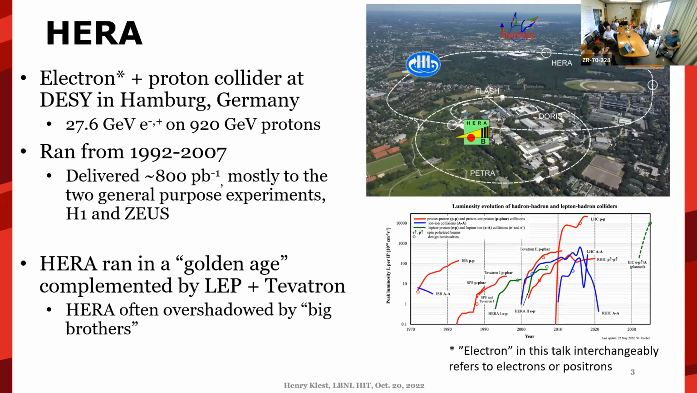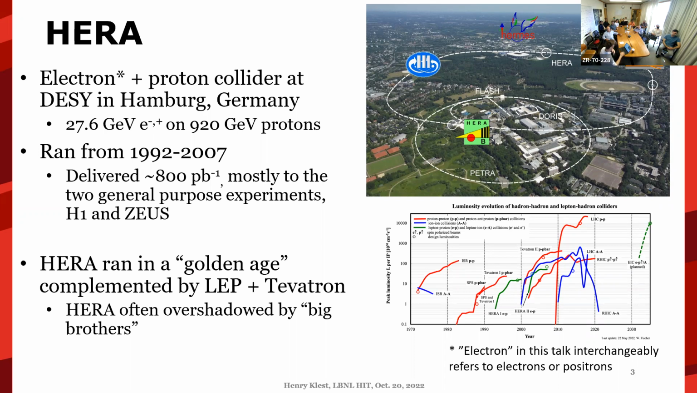So HERA was an electron-proton collider at DESY in Hamburg. They had both electrons and positrons. The beam energies were 27.6 GeV on 920 GeV protons, delivering around 800 inverse picobarns, mostly to the two general purpose experiments, H1 and ZEUS. And interestingly, for the data preservation aspect of it, HERA ran at this golden age, where we had an e+e- collider at high energy, LEP, and then we had a pp collider of high energy at the Tevatron, in addition to HERA.